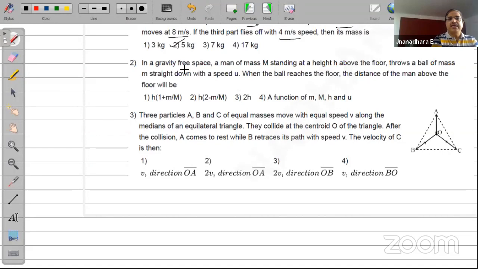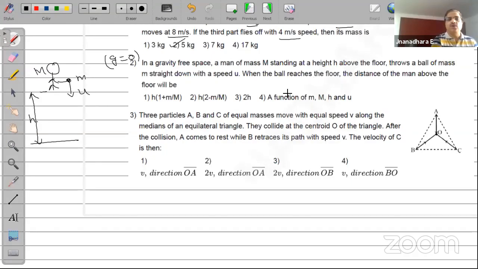Okay. In a gravity-free space, so there is no gravity here, which means g is equal to 0. A man of mass M standing at a height h above the floor throws a ball of mass m straight down with a speed u. So the man is standing at a height h, then he throws a stone of mass small m. His own mass is capital M. He throws a ball with a velocity u.